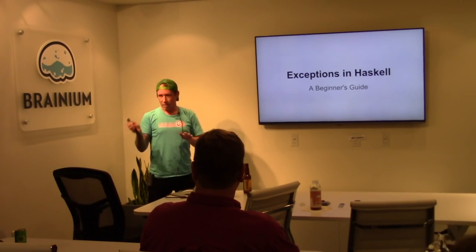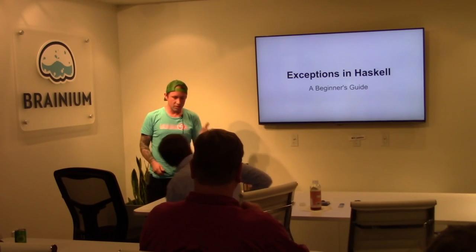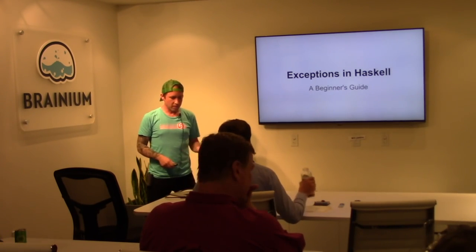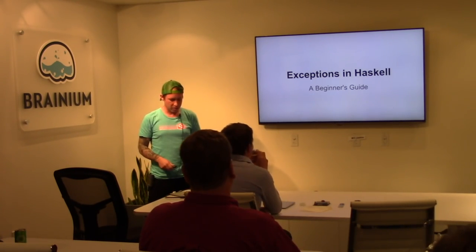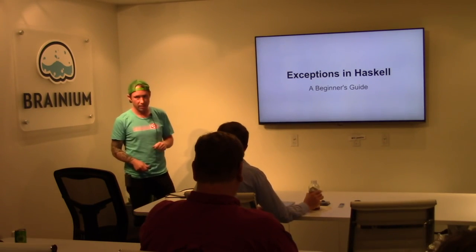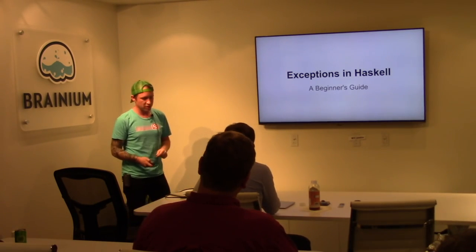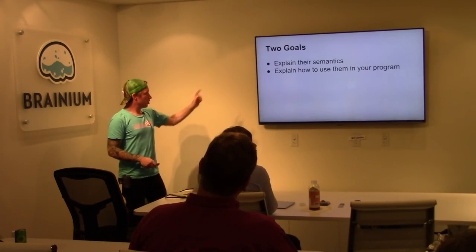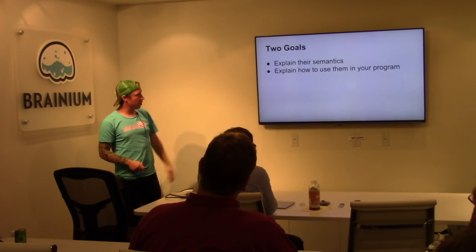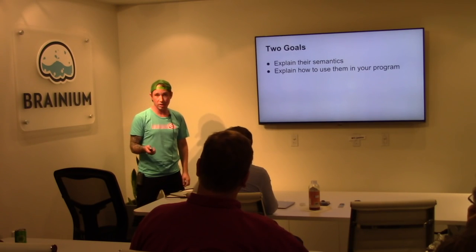So there's that. I'm going to give an overview of the Control.Exception API, give you some ideas on how you can use it, and show you the semantics for exceptions bolted on to Haskell that you encounter in GHC today. Okay, so as I mentioned, I'm going to explain the exception semantics in Haskell and GHC specifically. I'm going to show you how to use them in your program.